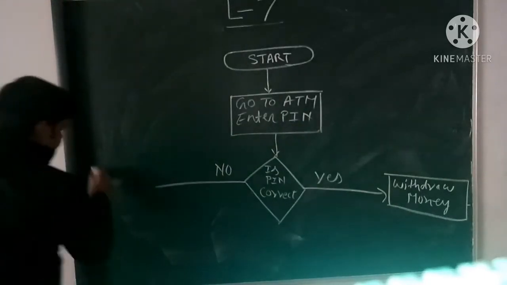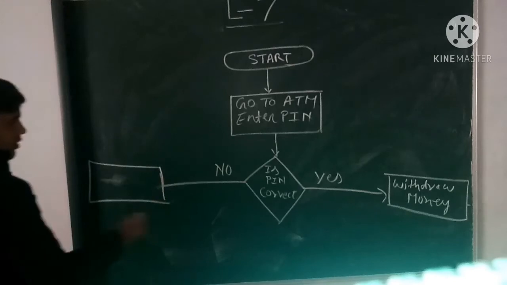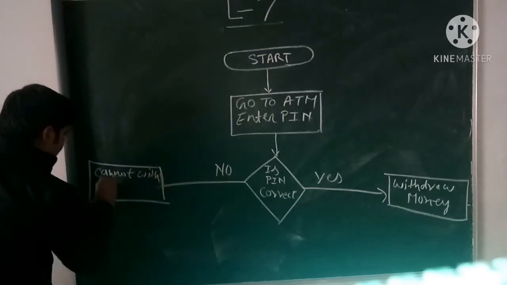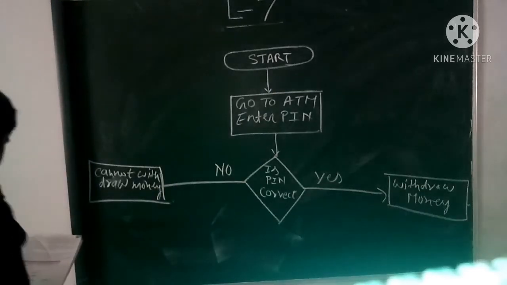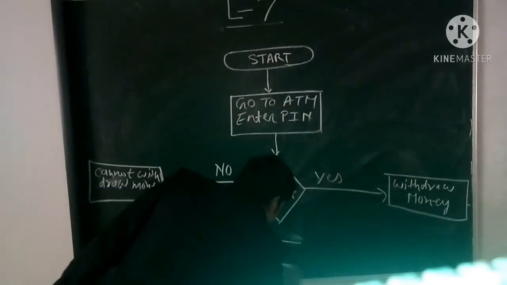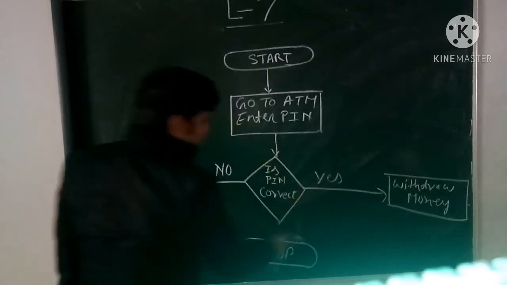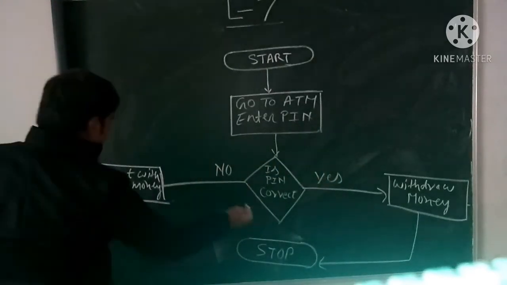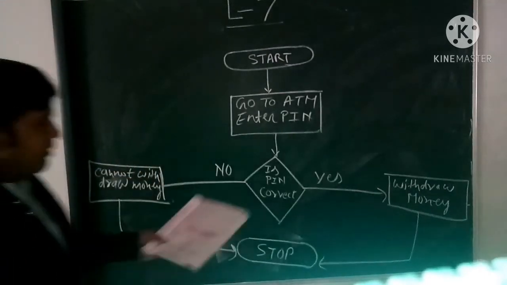If false, cannot withdraw money. Okay? And after that, finally, the procedure will stop. If it is true, pin is correct, you withdraw the money and it will stop. Program execution will stop. If pin is not correct, then also you cannot withdraw the money and the program execution will stop. It will come to an end.